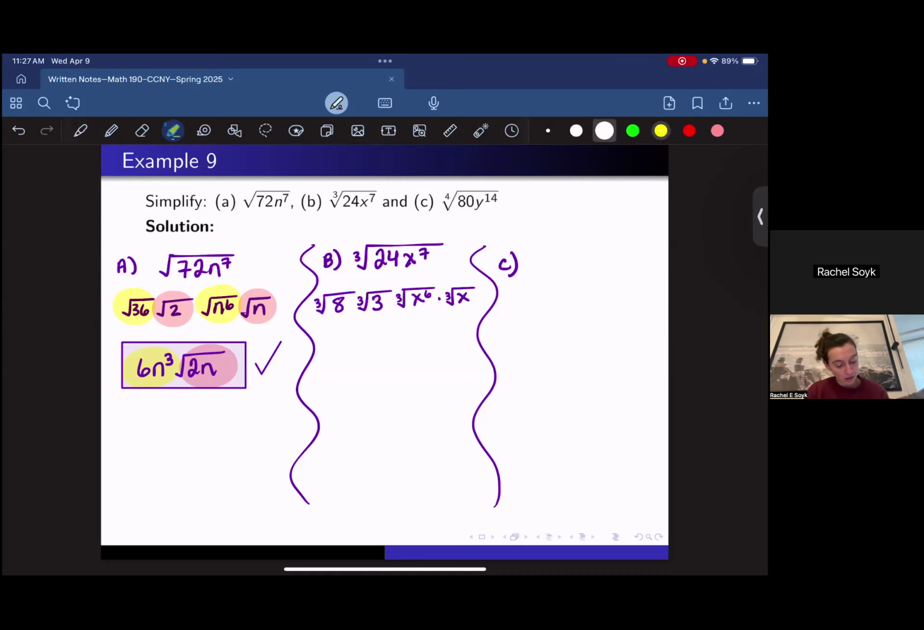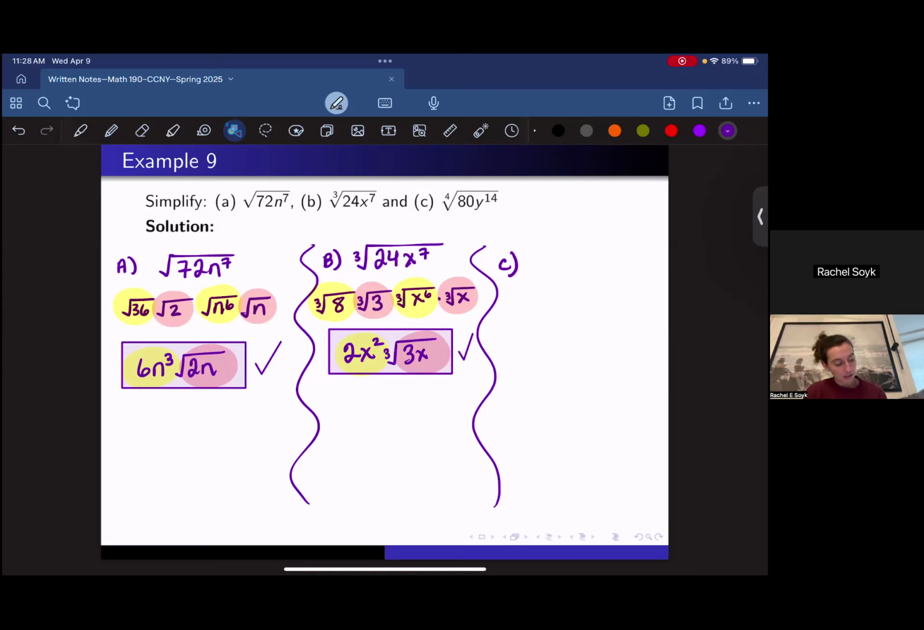And so once again, which ones can be simplified? Cube root of 8 and the cube root of x to the 6th. Which ones can't? Cube root of 3 and cube root of x. So what can this be simplified to? Cube root of 8 is 2. Cube root of x to the 6th, how many times does 3 go into 6? It goes in twice, so x squared. And then we're left with the cube root of 3x in our light pink. And we're done.